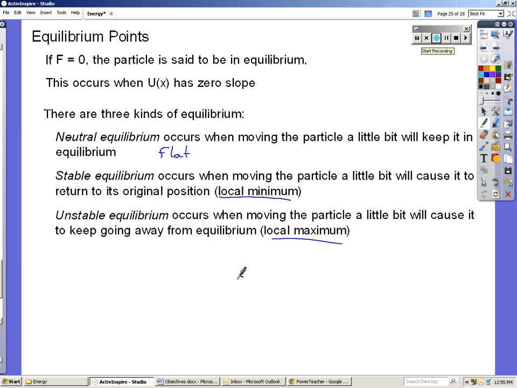For tomorrow, I'm going to be checking question 6. You should be able to do most of the chapter 8 problems at this point.